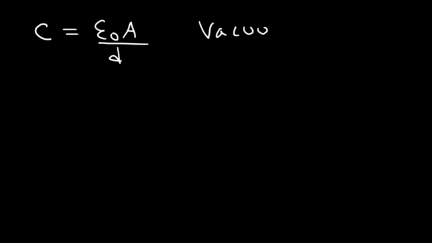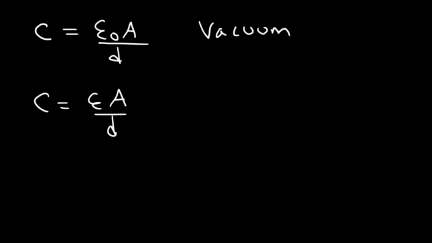Now I do want to mention something. The equation that I drew on the board, that looked like this, is the capacitance of a capacitor if a vacuum is used as a dielectric, if there's nothing in between the two metal plates. Now, the equation changes to this if you have a dielectric.